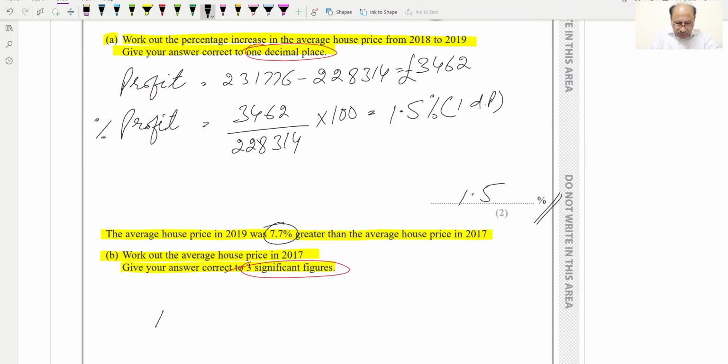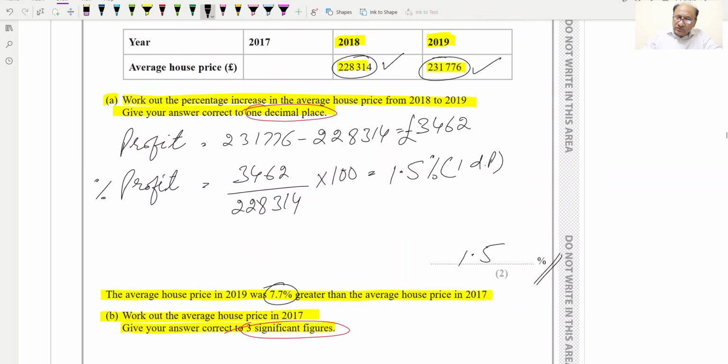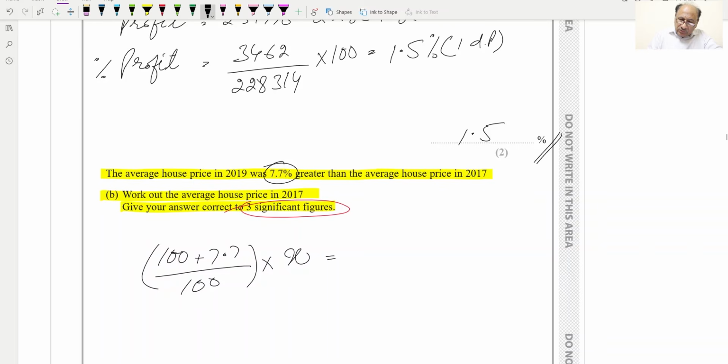So 7.7% it is increased. So we can write 100 plus 7.7 divided by 100. This is what we do for percentage increase, and multiply by x. This is the original price in 2017, which is equal to the new price in 2019, which is 231,776.